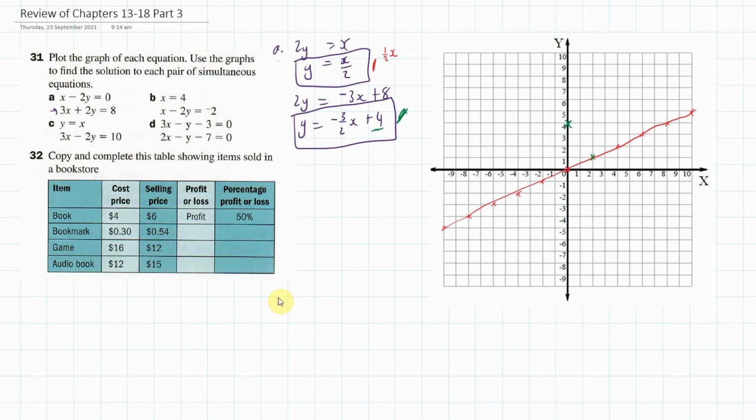So I've got a point here. Well, there's the solution, isn't it? You can see it straight away. Every time I go across 2, I go down 3. So this is my graph. It's looking something like this.